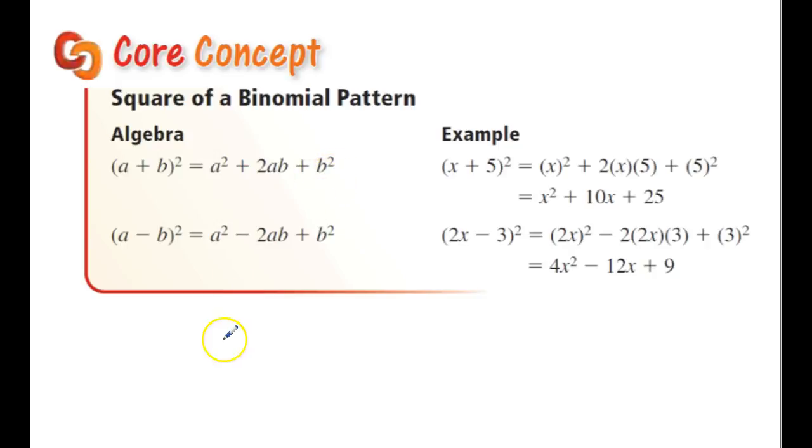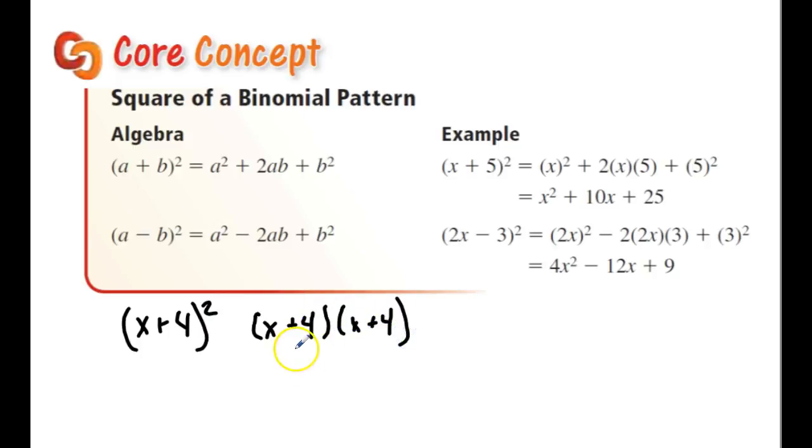And here's why it works. If I have, for example, (x + 4) squared, this really means I have (x + 4) times (x + 4), because I take the whole thing and I square it. Now I can write this out, and I like to go horizontally, it doesn't matter. I would have x times (x + 4) plus 4 times (x + 4). So here's where I get the pieces.